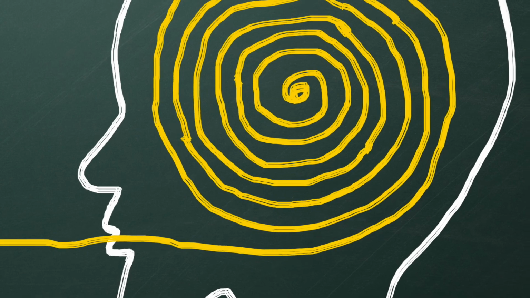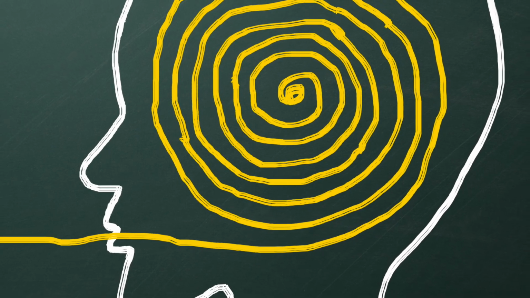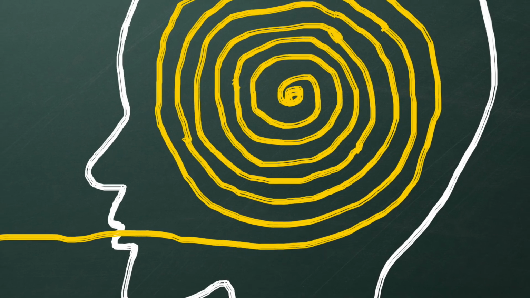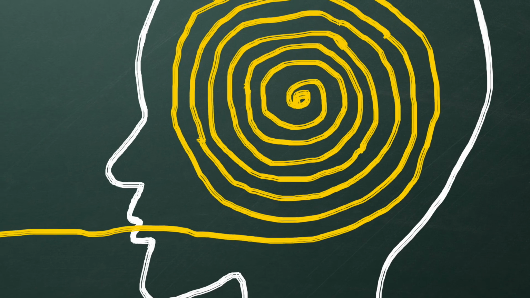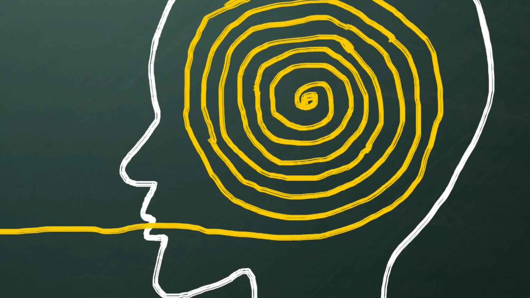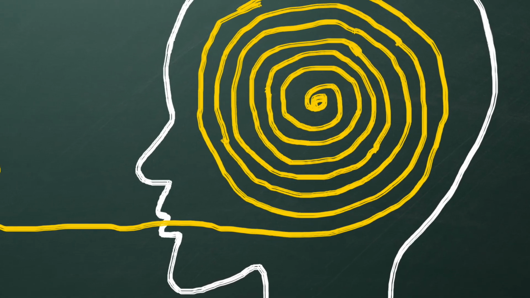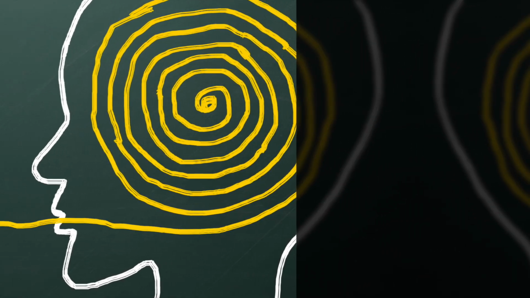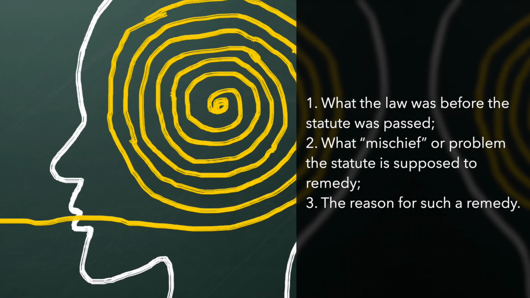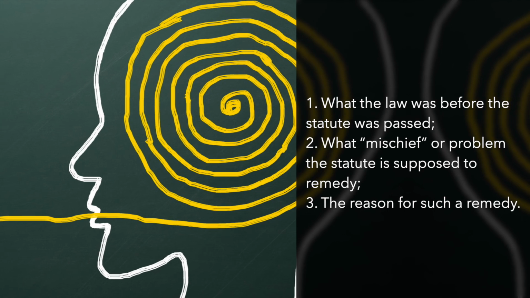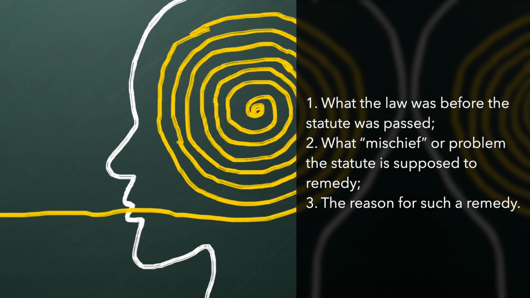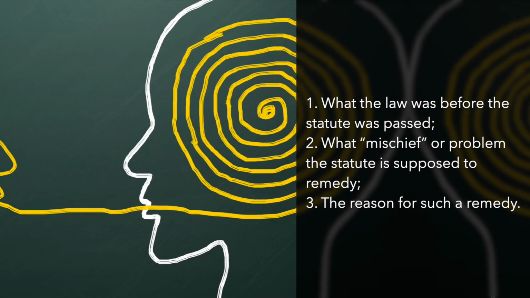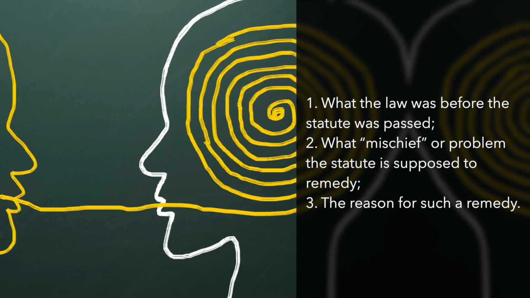The mischief rule. The mischief rule asks what problem or mischief the statute was intended to remedy, to cast light on the meaning of a particular provision. It permits the court to consider what the law was before the statute was passed, what mischief or problem the statute was supposed to remedy, and the reason for such a remedy.